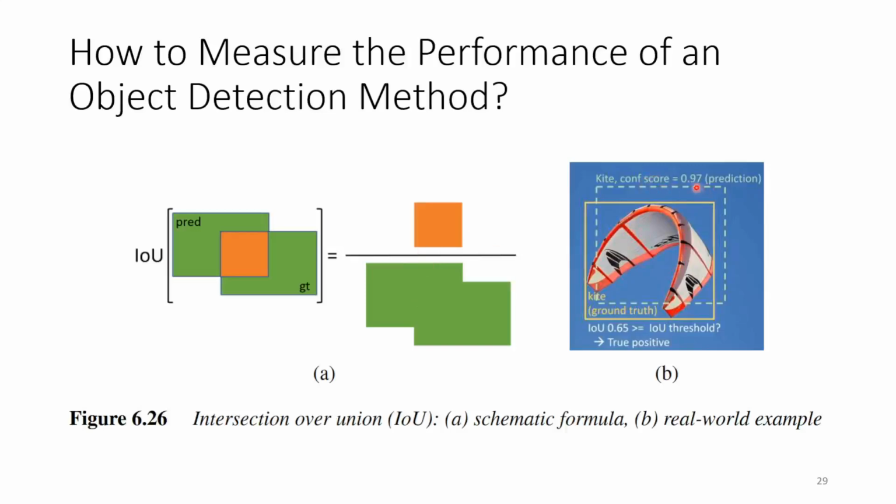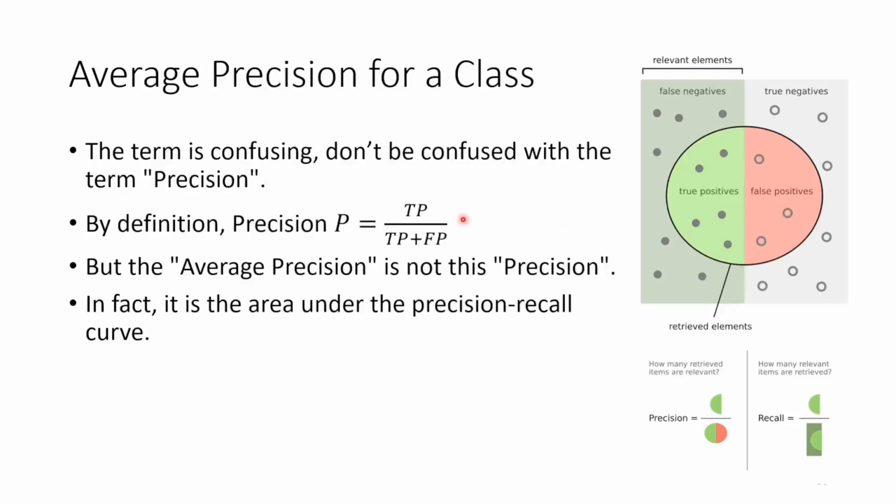You will also have a confidence. This means if you predict this is a kite, how confident are you? Here the confidence is 0.6. This image is cropped from our reference book, Computer Vision and Applications. Let me explain another term. For precision, the definition is what? True positive divided by true positive plus false positive. This is just the mathematical definition, and this is precision, and this is recall.